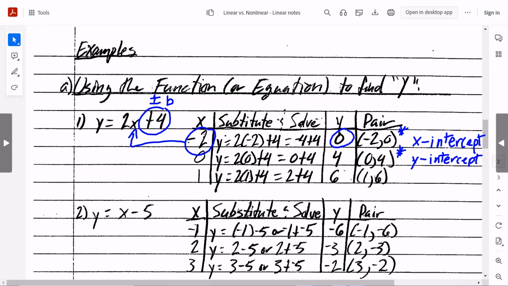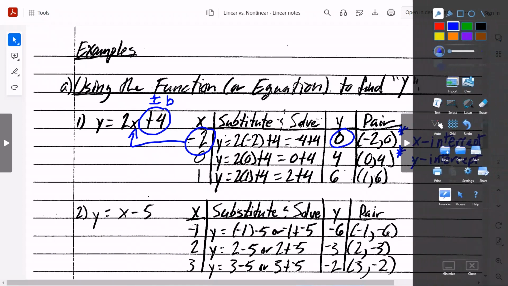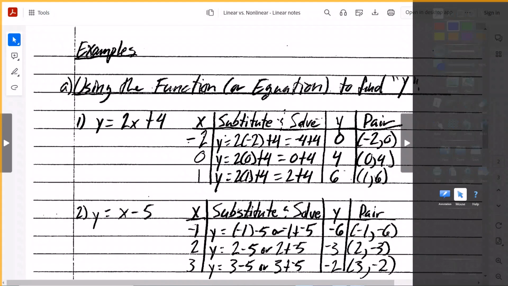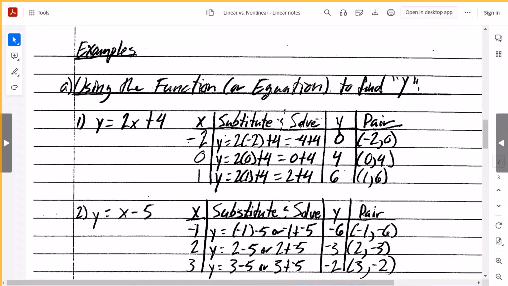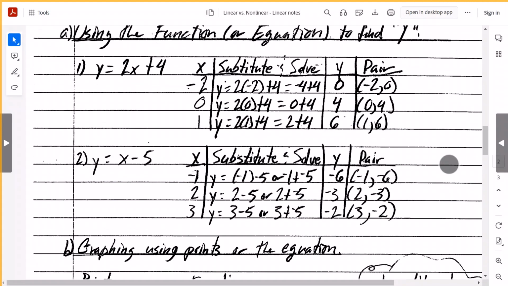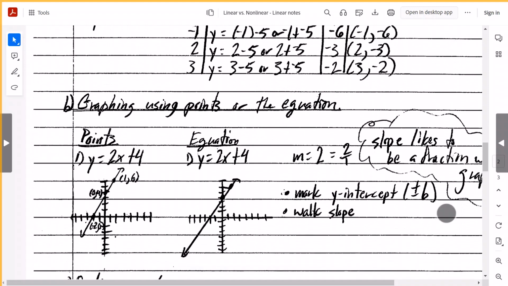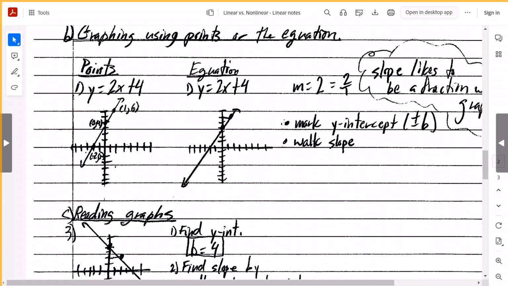So yeah, with the function tables, you just take your x's, plug them in with substitution, do your order of operations, and then get your y. On your lab, you're not going to have to put it together as an ordered pair. You're just going to have to find the y. All right? So graphing them is where this kind of comes in.